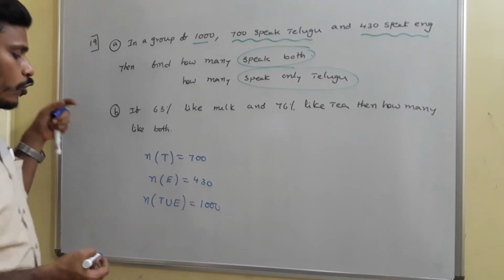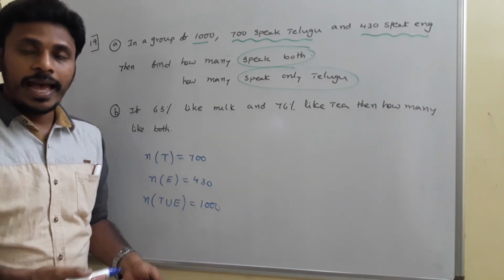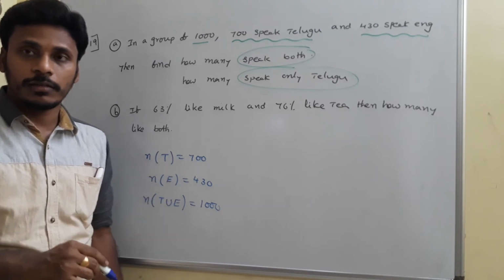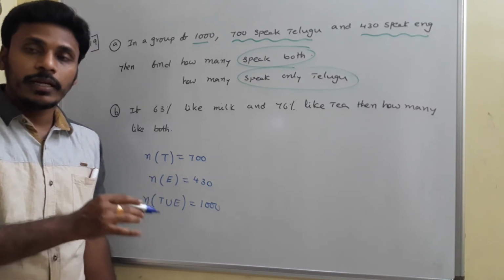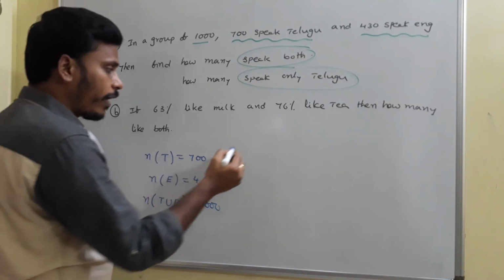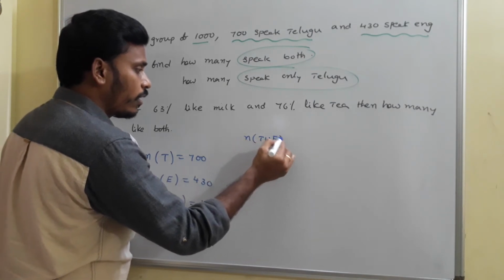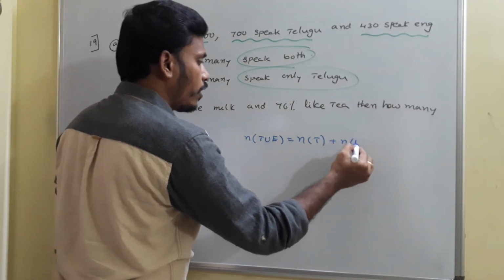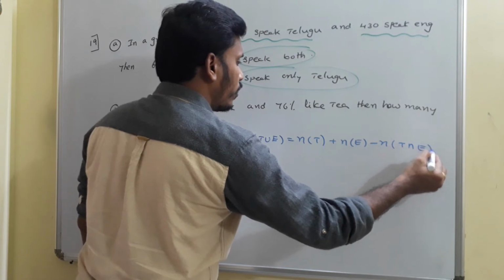Using this we have a formula: n of A union B is n of A plus n of B minus n of A intersection B. Use that formula to find n of T intersection E. That's one idea. How can we find it? We know that n of T union E is equal to n of T plus n of E minus n of T intersection E.